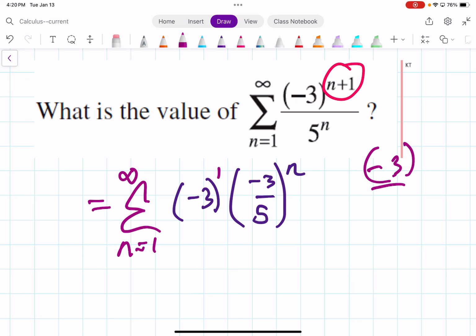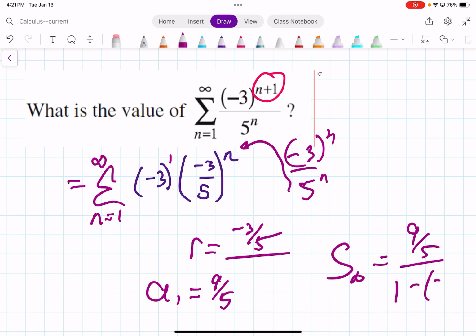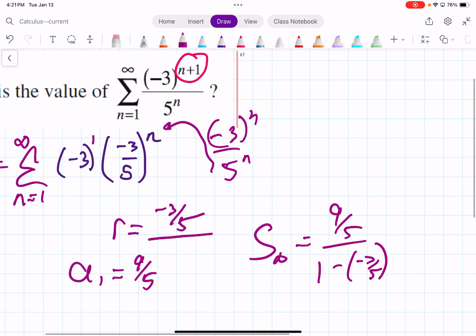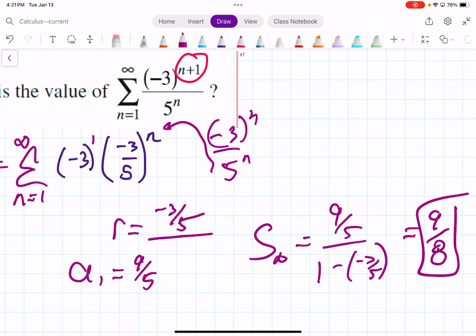-3/5. Okay, what's a1? It's 9/5. So the infinite sum here should be a1 over 1 minus r, with r being -3/5. That's really plus 3/5, so 8/5. 9/5 times 5/8, so the final answer is 9/8. Did I do my arithmetic right? He agrees. Okay.